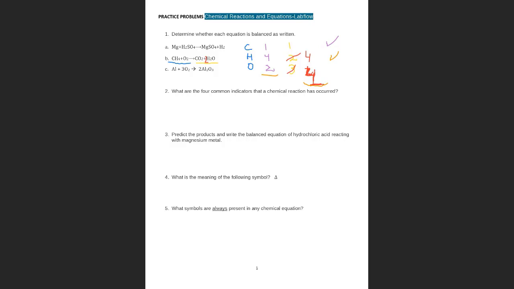But that's easy peasy. What do I need to do to fix that? Just add a number 2 here. And then I have the equation balanced. If I add a 2, everything is balanced. Any questions?